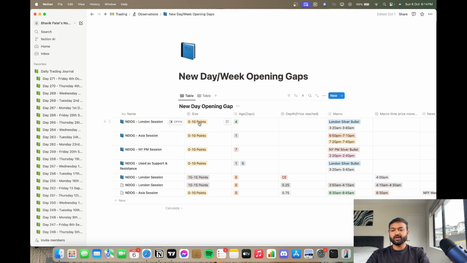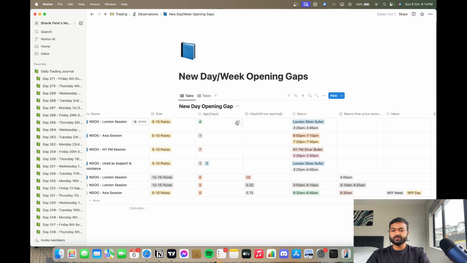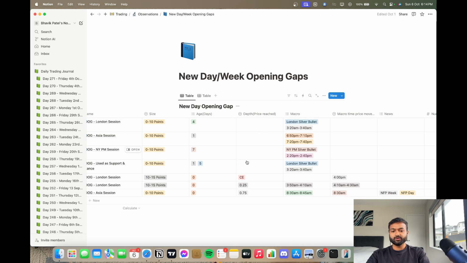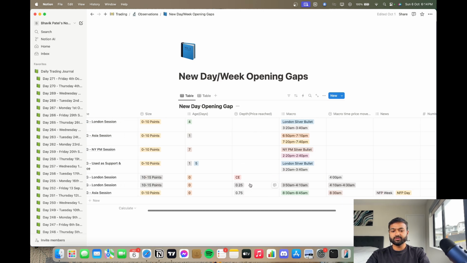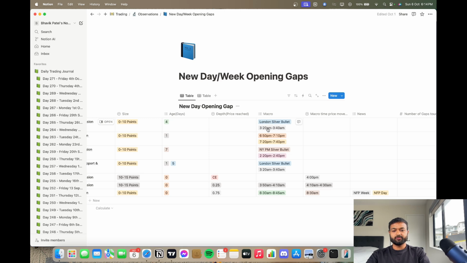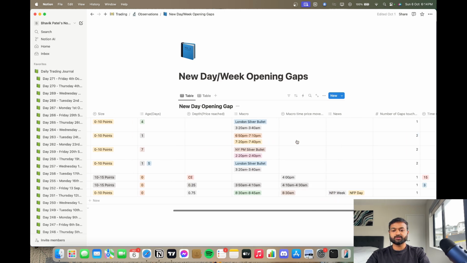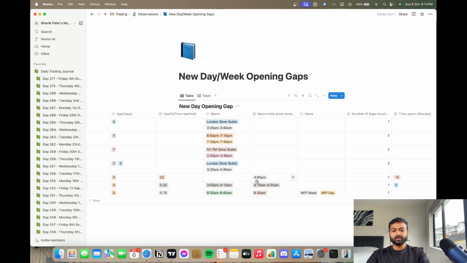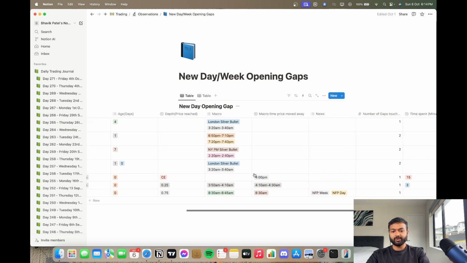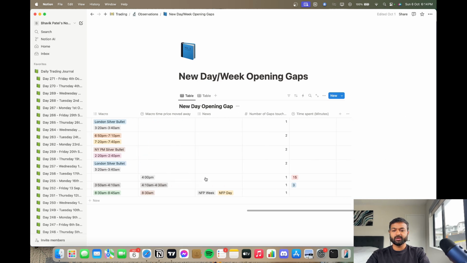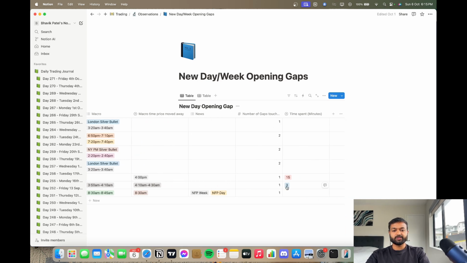And then I have the size of the new day opening gap, the age, the depth. So I recently added this, that's why only these three have it. And then you have the macro. So what macro did the new day opening gap touch or go through? And then what time did it move away from? Macro time, it moved away from the new day opening gap. The news, number of gap touches, and then the time spent.